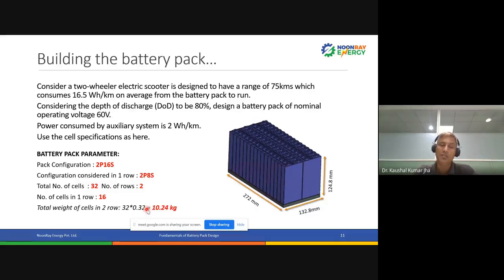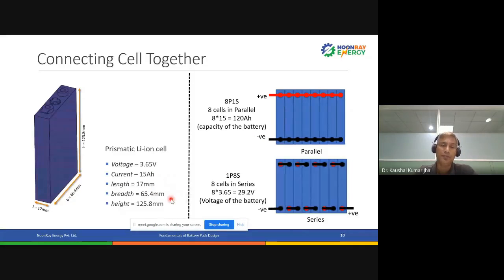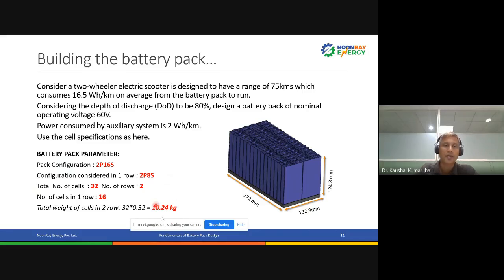Next, the total weight of the cells of the battery pack. Now you see the previous slide, what is the weight of one cell? We have not given it here. It's 0.32 kg. One cell weighs 0.32 kg. So the total weight of the cells of the battery pack becomes 10.24 kg. Now, this 10.24 kg has to be taken care of by the base plate.